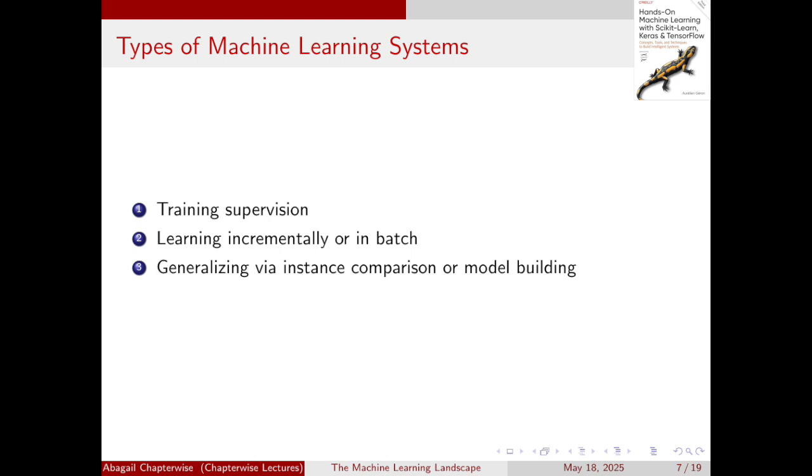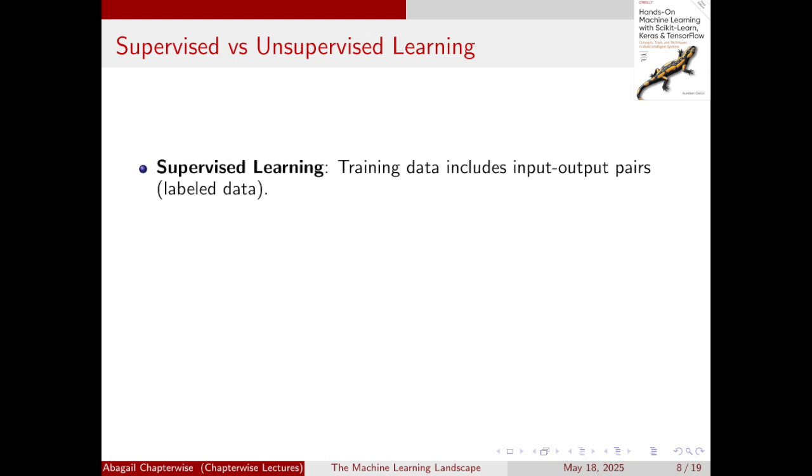Machine learning systems can be categorized in 3 main ways. First, we can look at training supervision, whether the system learns from labeled or unlabeled data. Second, we can consider whether the system learns incrementally or in one big batch. And finally, we can ask whether the system generalizes by comparing examples or by building a predictive model. These 3 dimensions help us distinguish between different types of ML systems, and each has strengths suited to different types of tasks. The first major way to categorize machine learning systems is by their level of supervision during training.